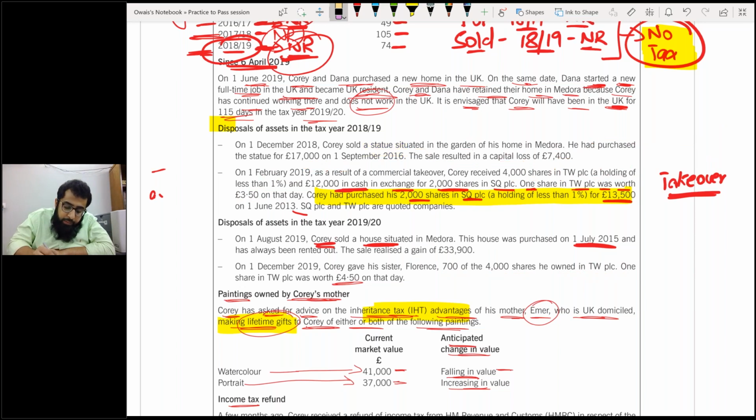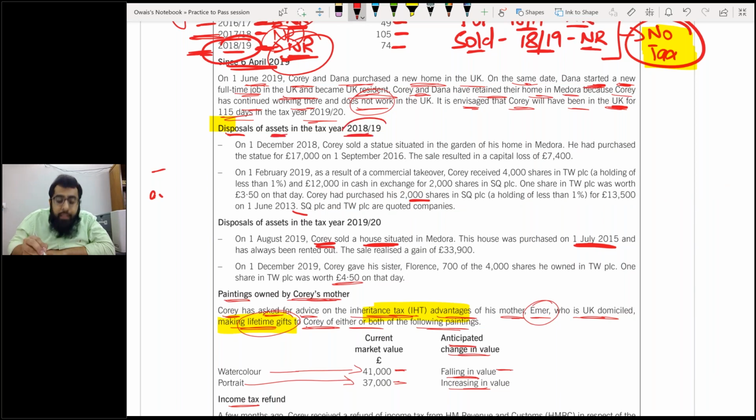Now, let's read out again. Disposal of assets in the tax year 2018-19. Now in 18-19 we were non-resident. Disposal of assets in 19-20. In 19-20 we were resident.